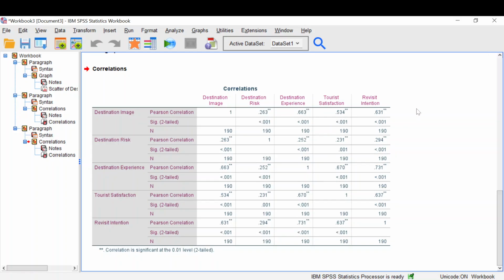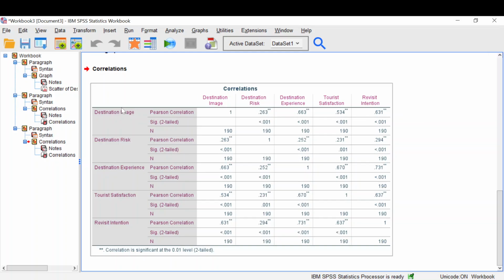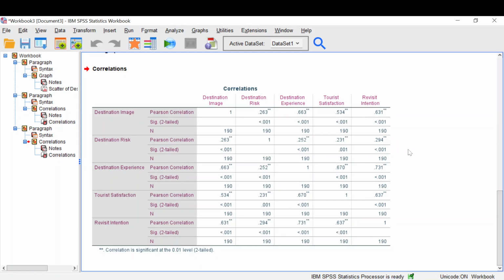However, going back to our earlier example of risk and image, you can say that we reject the null hypothesis. There is a significant correlation. However, the correlation is weak. All of these have a significance level of less than 0.001. These are all significant correlations. However, the strength is just as important, if not more so, when doing that analysis.